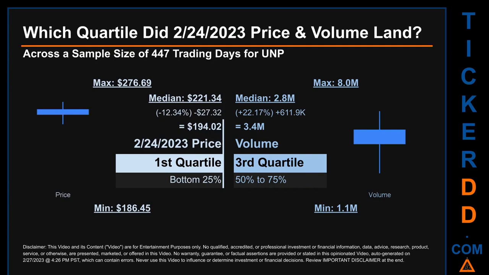Descriptively, UNP has a median price of $221.34. Therefore, February 24, 2023 price was lower from that middle marker by 12.34%. The day's volume of 3.4 million was more than the median by 22.17%.